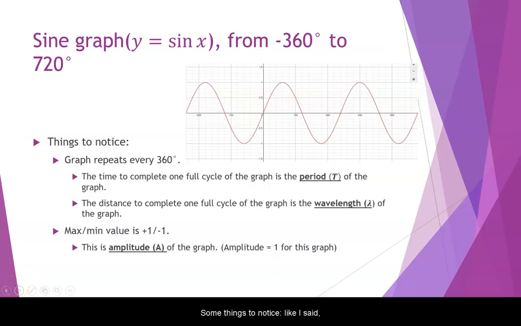Some things to notice. Like I said, the graph repeats every 360 degrees. The time to complete one full cycle of the graph is called the period if you're measuring in time, and it's called the wavelength if you're measuring in distance. So period and wavelength are very similar. The minimum and maximum value of this particular graph is positive and -1. That's the amplitude of the graph, and the amplitude again can change if we start multiplying the sine function by other numbers, like 2 times the sine of x, 3 times the sine of x.